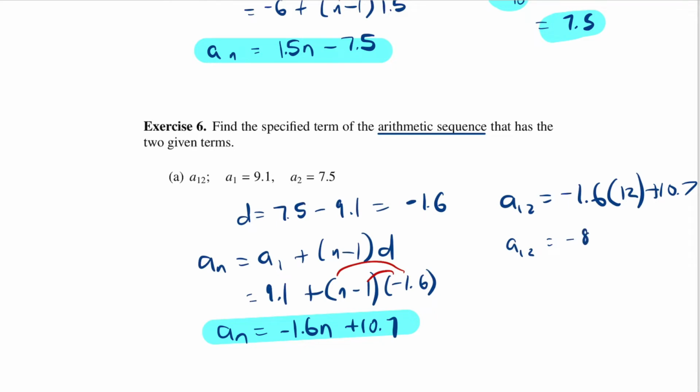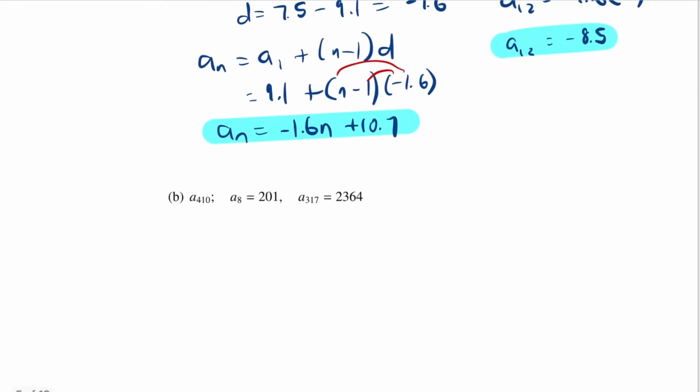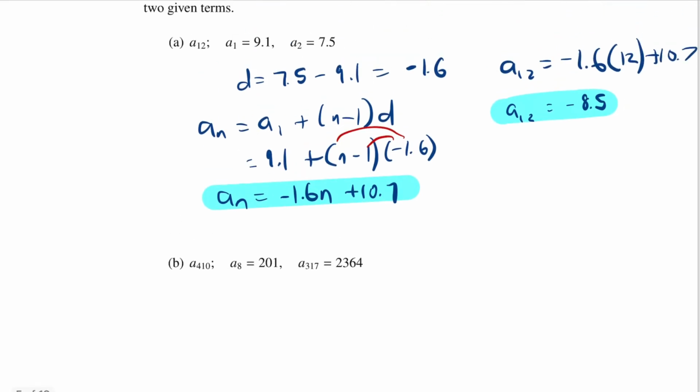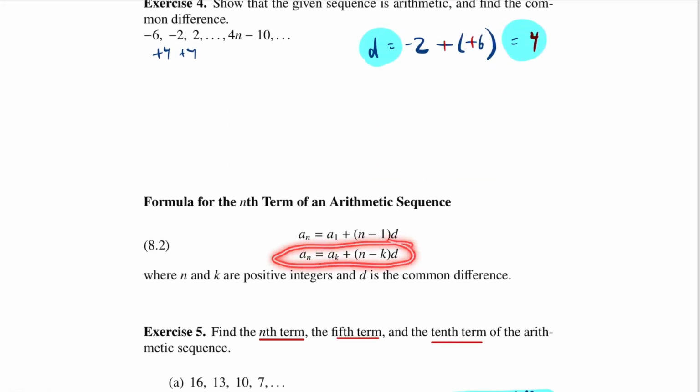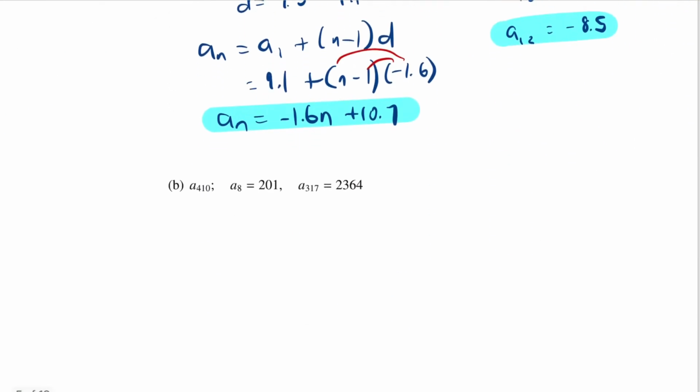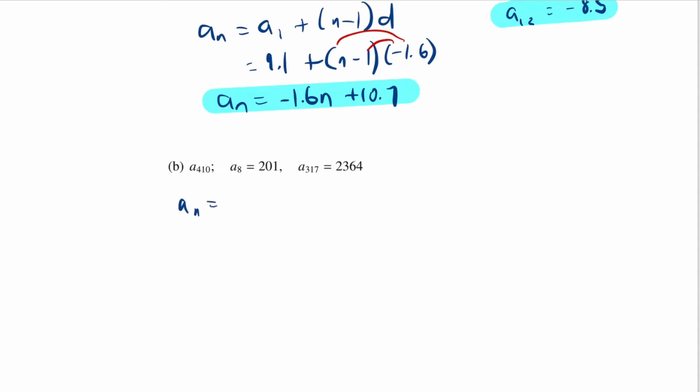All right, same thing. This time, notice they do not give us back-to-back terms. So when they do not give you back-to-back terms, you can't find the common difference like we did over here. So we're going to use the second formula for that. So let's do that. So notice here it is. I'm going to copy it over. So it's a sub n equals a sub k plus n minus k times d. Okay, so let's plug in our values. All right, so ignore this for now. You're only focusing on these two.